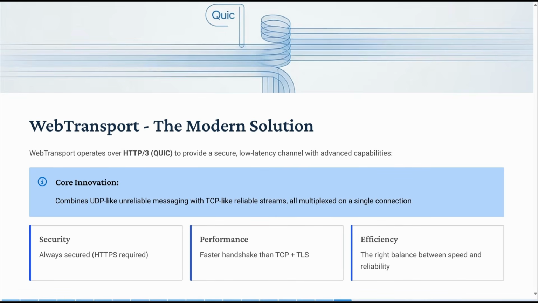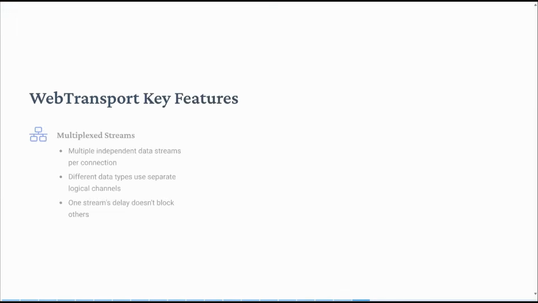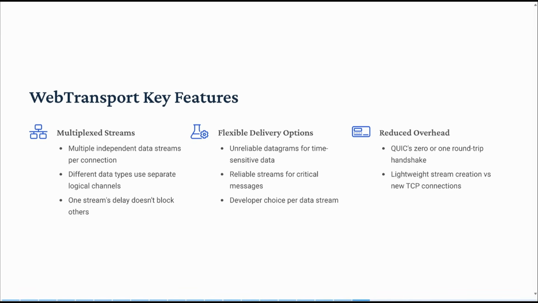And you get efficiency with the right balance between speed and reliability, letting you choose the appropriate delivery method for each type of data. Multiple independent data streams per connection, where different data types use separate logical channels and one stream's delay doesn't block others. You get flexible delivery options with unreliable datagrams for time-sensitive data and reliable streams for critical messages. The developer gets to choose per data stream what's more appropriate. There is reduced overhead with QUIC, a 0 or 1 round-trip handshake, and lightweight stream creation versus creating a new TCP connection.